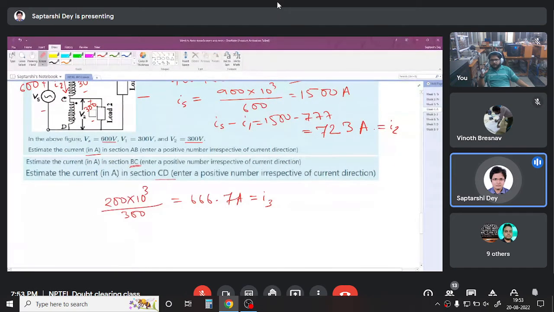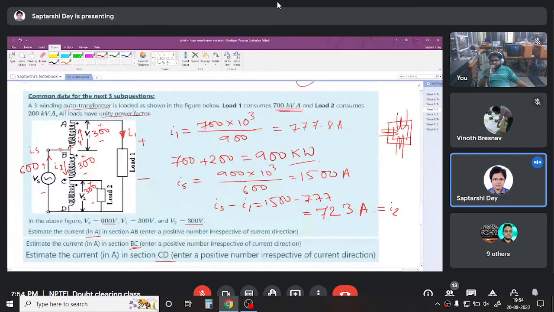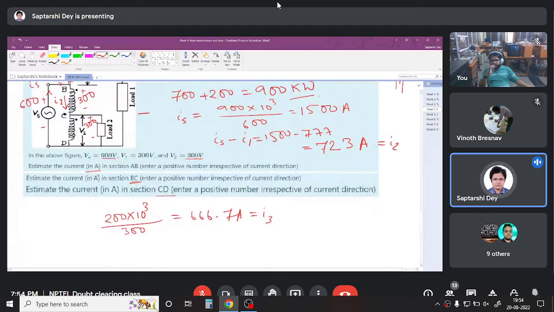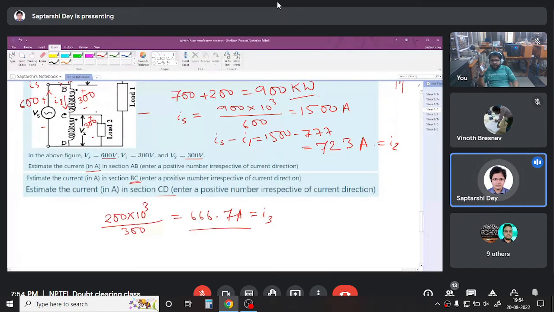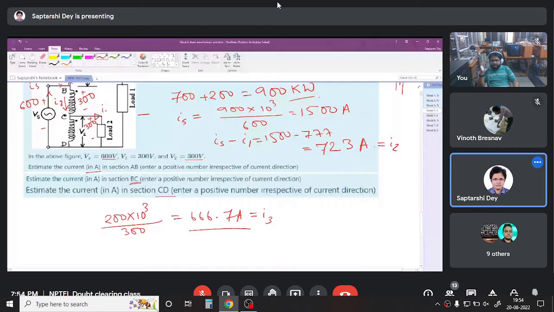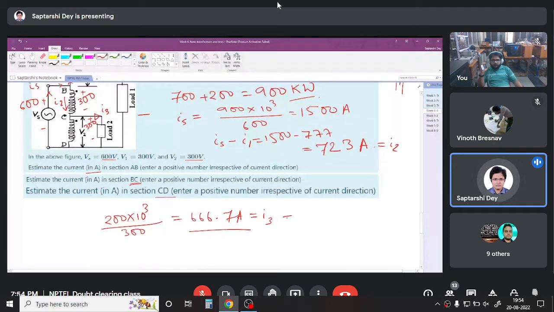We know the power consumed by the load 2, which is 200 kilowatt, and the voltage across it is 300 volt. So the load is drawing this much of current. So I3 is here. So this is the current drawn by load 2.